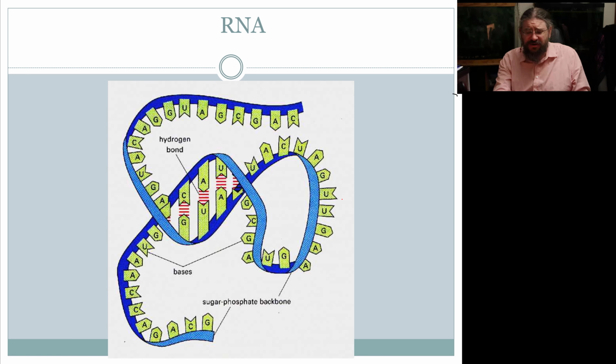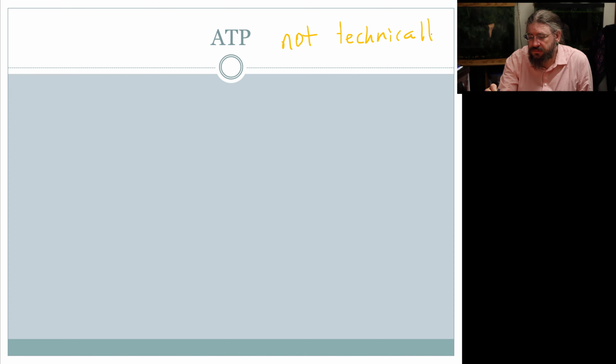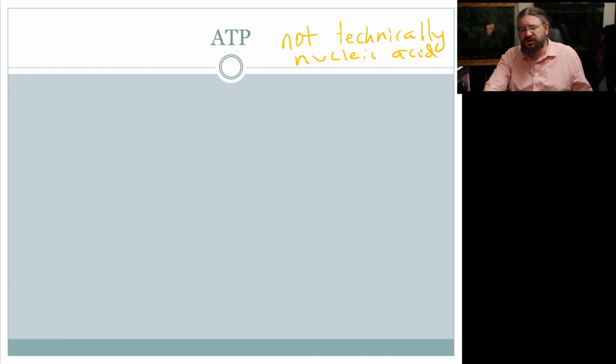This is just a picture of RNA showing the C to G and A to U. It does not normally loop on itself. This is for demonstration purposes. All right. Special mention to ATP. ATP is not technically a nucleotide, a nucleic acid. And that's simply because there's no phosphodiester bonds, right? We don't have a sugar phosphate backbone.